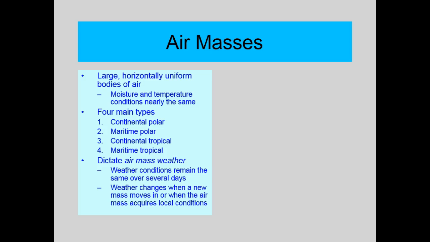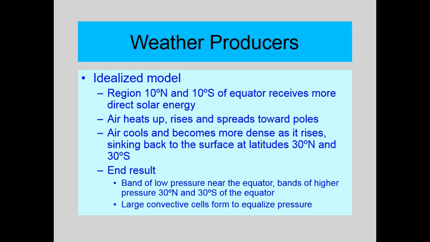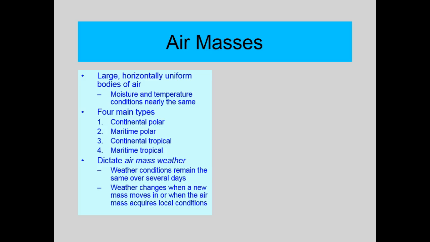Now, the general section we're on, let me go back one slide. I'll come back to this one. Weather producers, okay? We did this slide last time and talked about the really big picture, what happens around the globe. Now we're going to talk about the next big picture, which is a little bit smaller than that one, and these are the air masses.